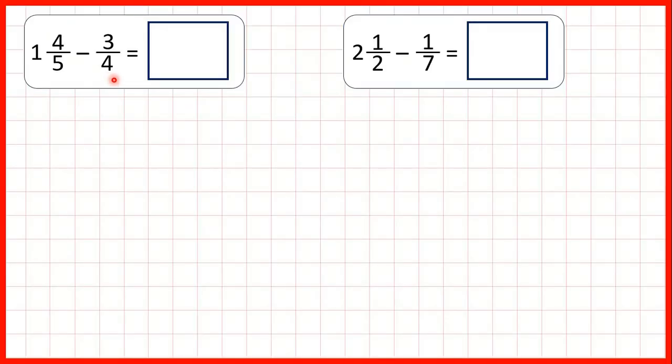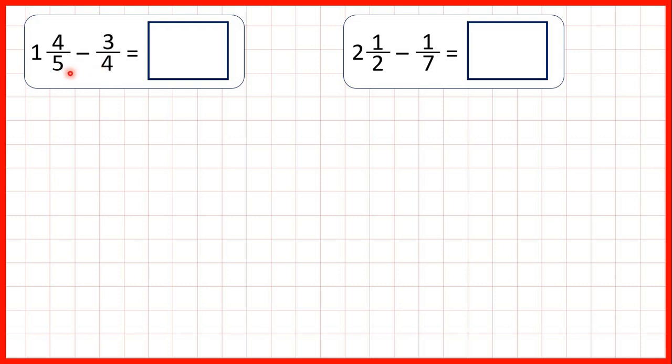Now we need to subtract a fraction from a mixed number. So first we have 1 4/5 minus 3/4. But to subtract fractions we need the denominators to be the same.